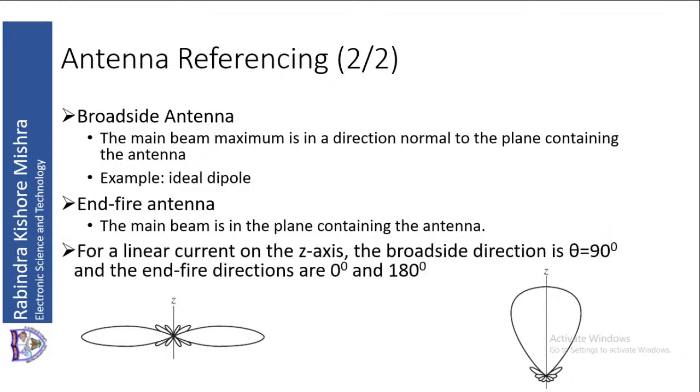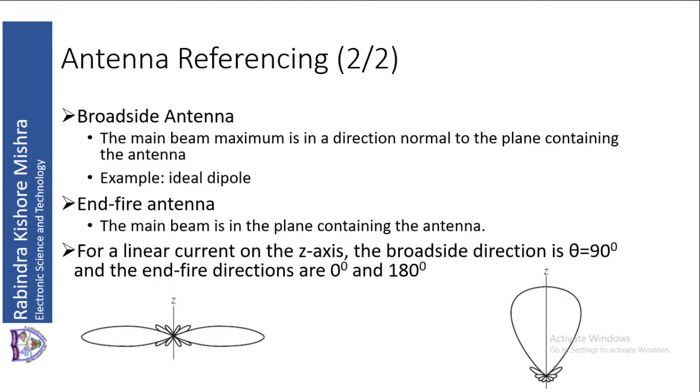In an end fire antenna, the main beam is in the plane containing the antenna. Since it is in the plane containing the antenna, if we have a linear current on the z-axis, a linear current on the z-axis means the antenna is along the z-axis, because the antenna element is the current element, and the current element is along the z-axis.